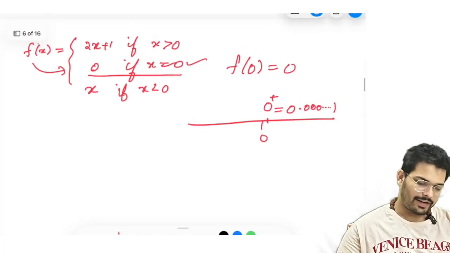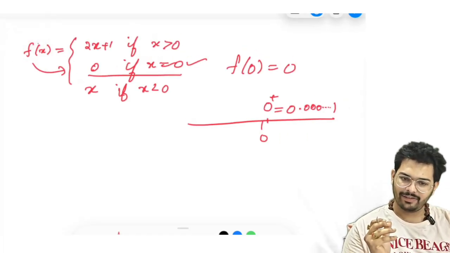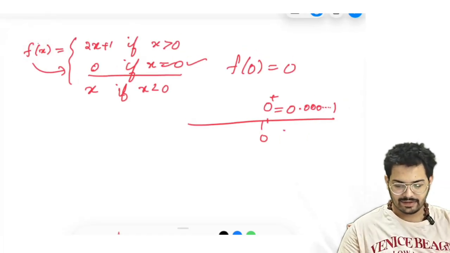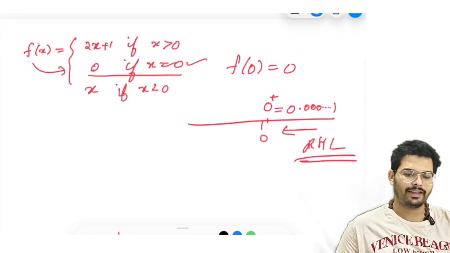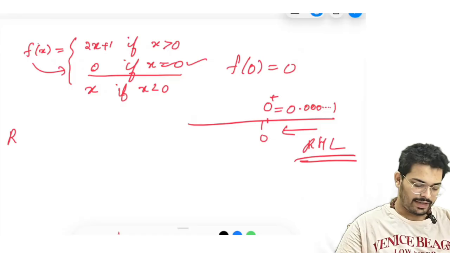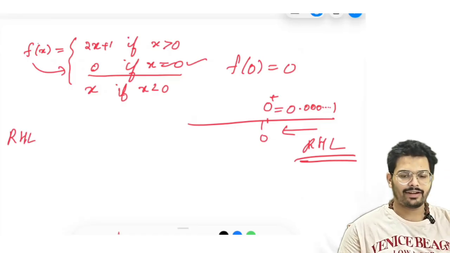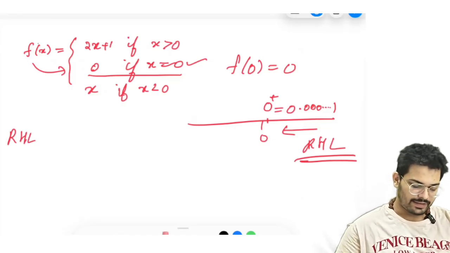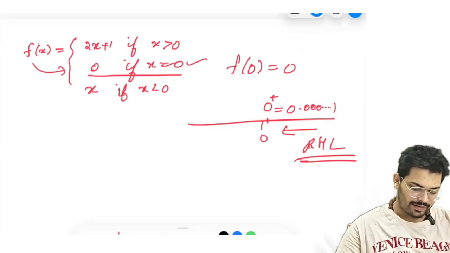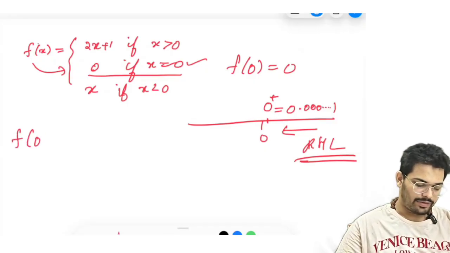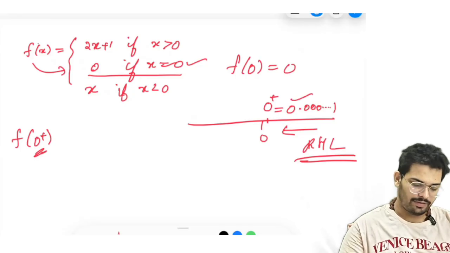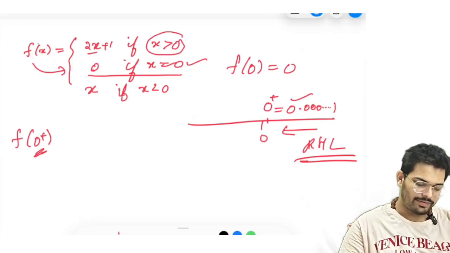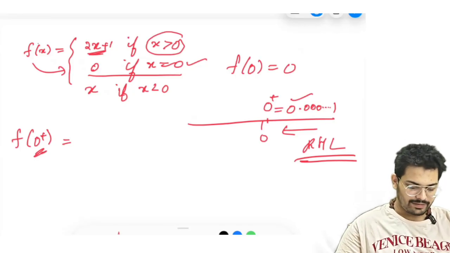Now, if I want to find the value of that function when x is approaching 0 from the positive side of the number line, that is the right hand side, we will be finding the RHL. So when we approach the function from the right hand side, what will be the value of the function? For example, when you approach from a positive value, what is the value of f of 0 plus? When the number is slightly positive, closer to 0, whenever x is greater than 0, we use this function definition, that is 2x plus 1.